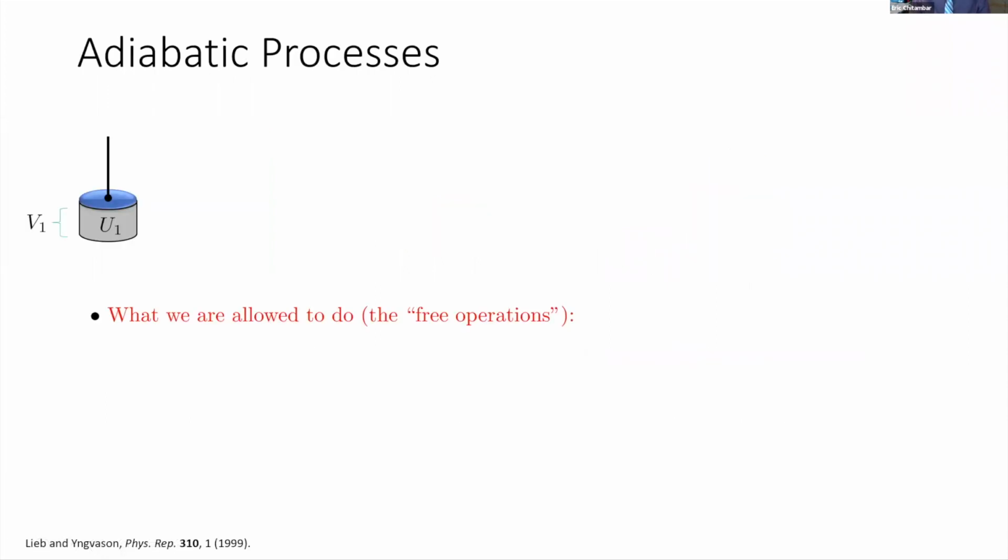So what does this consist of? What am I allowed to do? I'm restricted to only doing adiabatic processes. What does that entail for me? So we'll call these the free or the allowable operations.